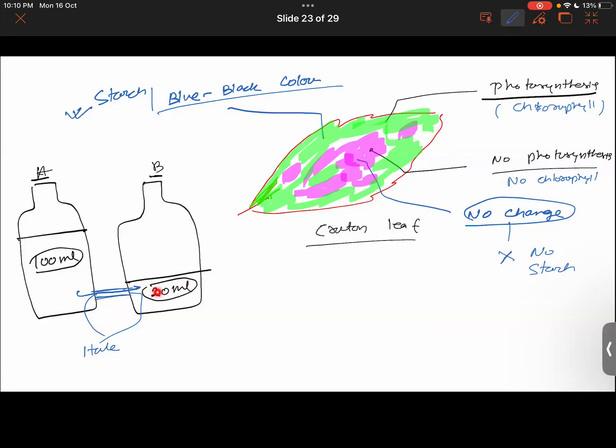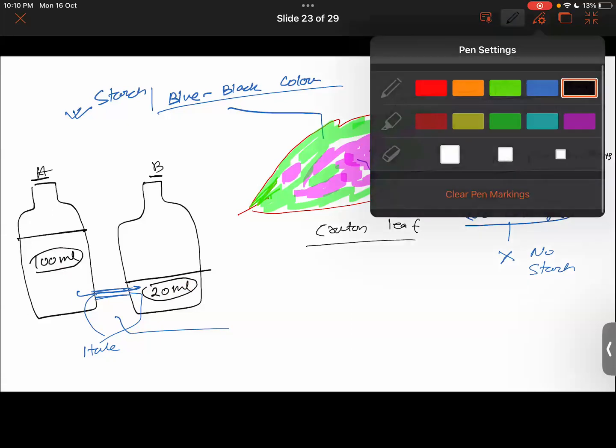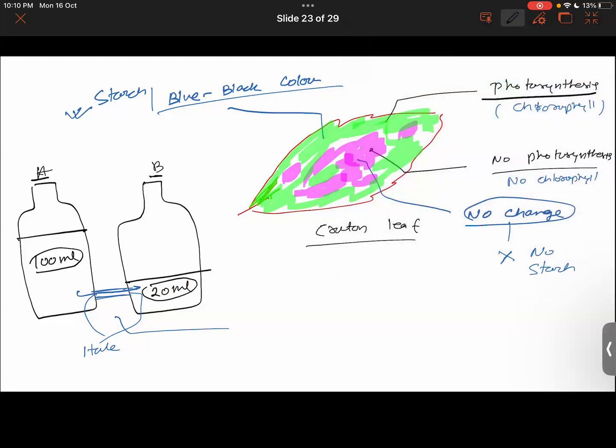So, in order to move the water from bottle A to bottle B, did we require any form of energy? Think of it practically. Did we provide it heat? Or did we punch or crush bottle A? No, it happened naturally. It happened on its own. So there was no energy required here.